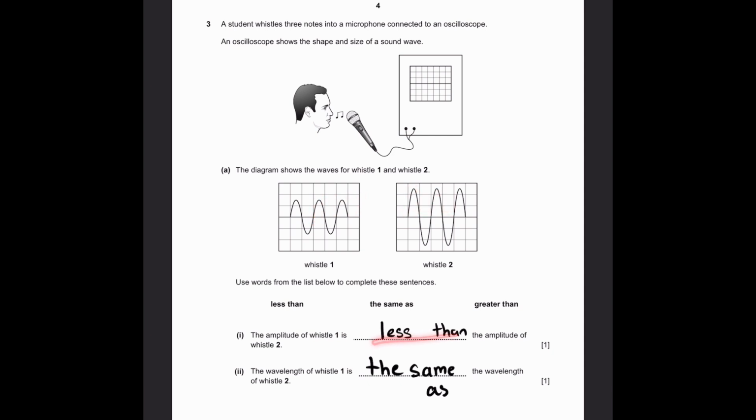So less than. 2. The wavelength of whistle 1 is dash the wavelength of whistle 2. It is the same because we can see that one wavelength will be 2 units, and that's for whistle 1. For whistle 2 also it is 2 units, coming from one midpoint to the second midpoint after going through a full wave. That is 2 units for both waves, whistle 1 and 2. That's why it's same as. Let's go to part B.